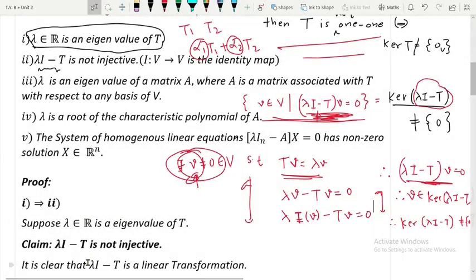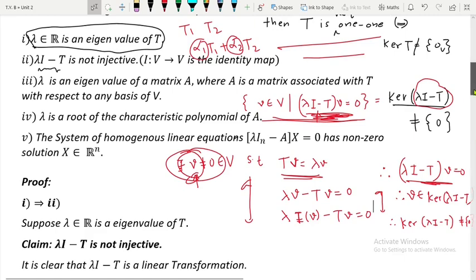So I have assumed that lambda belonging to R is an eigenvalue of T. We have to prove this: lambda I minus T is not injective. It is clear that lambda I minus T is a linear transformation. As I have told you, whenever you are having linear transformations, the linear combination is a linear transformation.